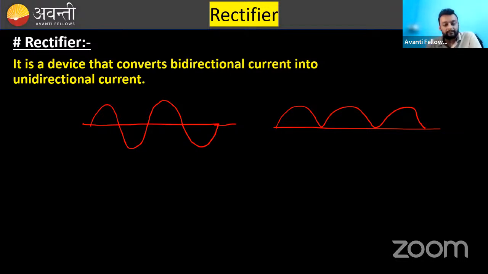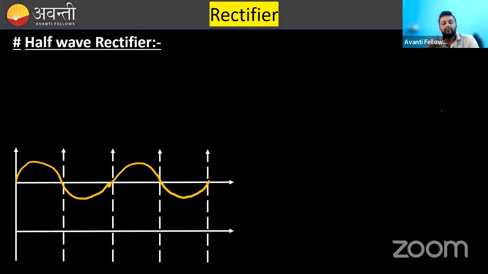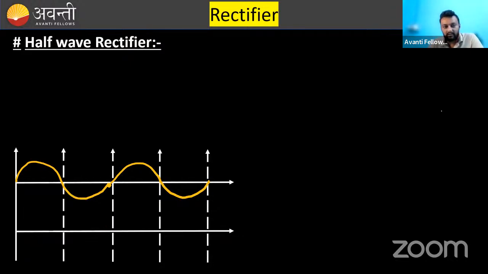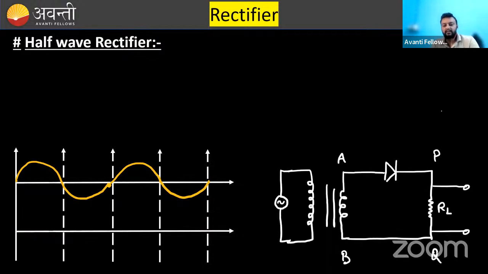Okay. Moving further, half wave rectifier. If I see what is a half wave rectifier, then you can see that this circuit belongs to the half wave rectifier. I will tell you the punchlines after that. So first of all, there is a diode. Let's suppose this is a diode.